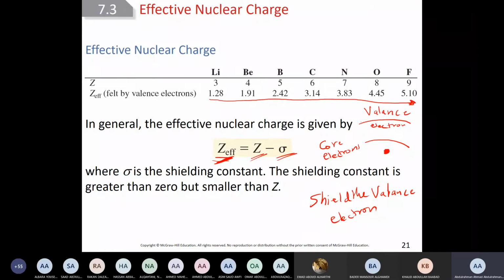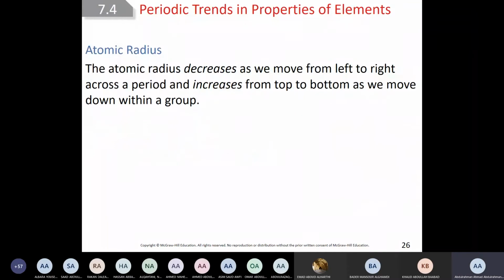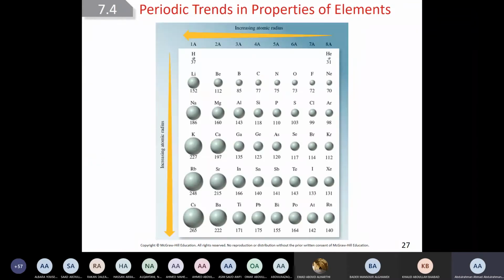It's actually increasing in value. Increasing in value, this means the nucleus is able to attract the valence electrons closer to it, or become closer to the nucleus, as you go across the periodic table. As a result, what happened? The size of the atom also is affected, and you can see that as you go across the periodic table for the main group.